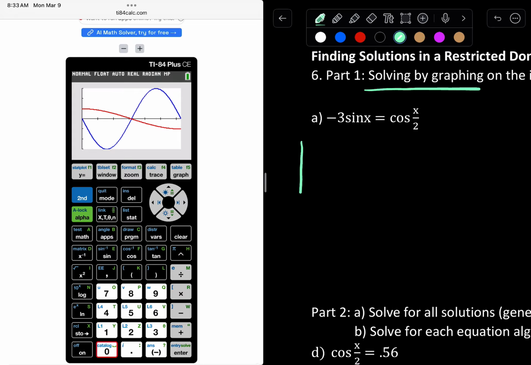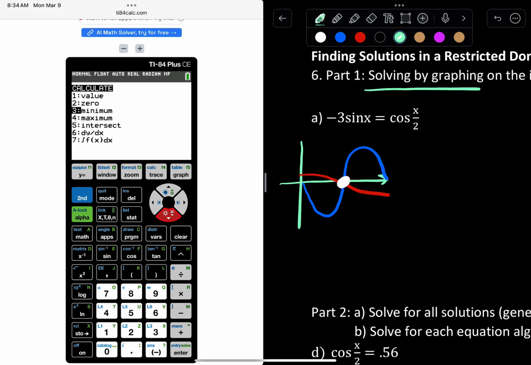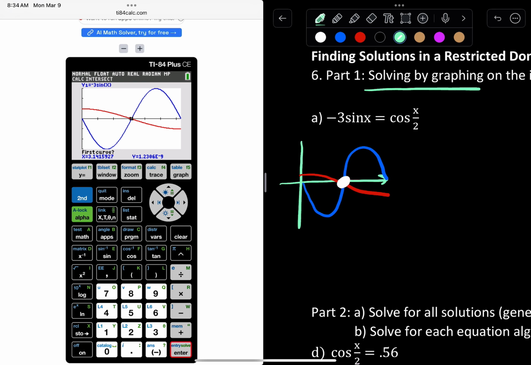If you're in the course at Plano East, we require that you draw a quick sketch. It doesn't have to be perfect, but we just want to see what you're seeing so that we understand how you're getting your information and how you're answering the question. So within this one, there is one single intersection from 0 to 2 pi. And if I do second trace, find intersection, and I hit enter, enter, enter, I end up with 3.14. So x is equal to 3.141. Now, hopefully you recognize that is just pi.